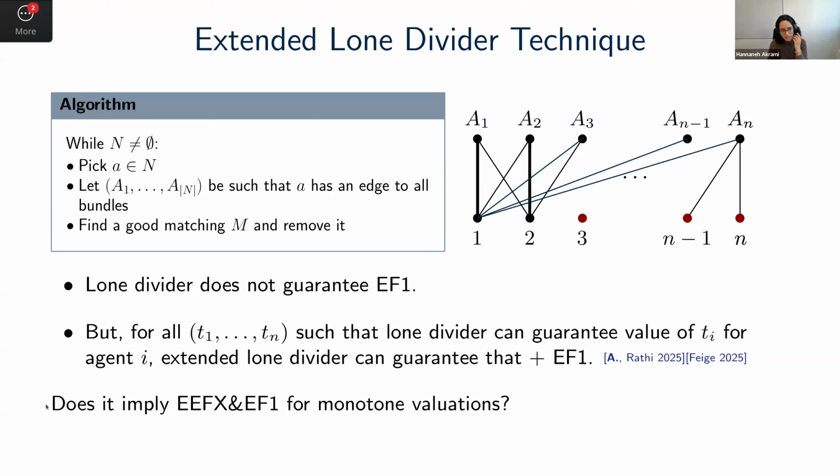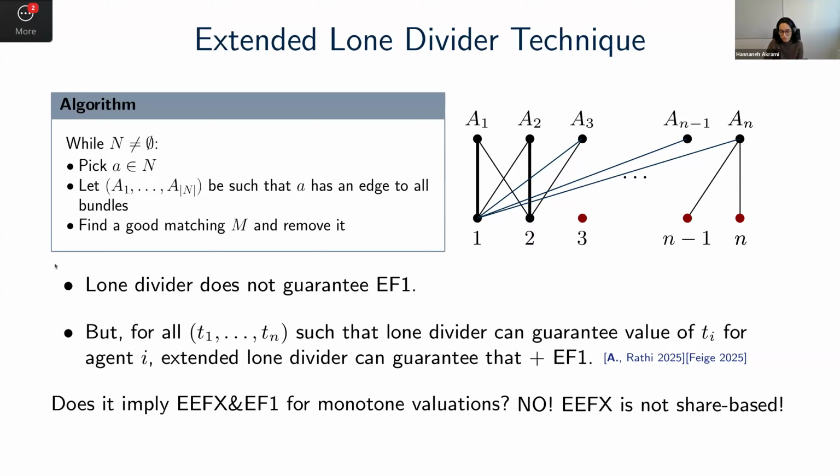Now, if I tell you that lone divider guarantees epistemic EFX, even for monotone valuations. So using the lone divider technique, we can get epistemic EFX. Can we use this black box as it is and obtain the existence of epistemic EFX and EF1 at the same time for monotone valuations? Okay, in the interest of time, I will answer this question right away.